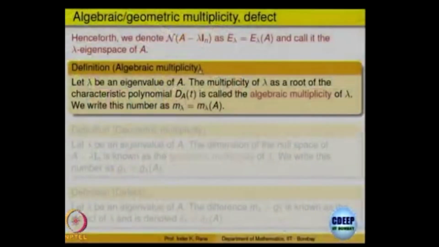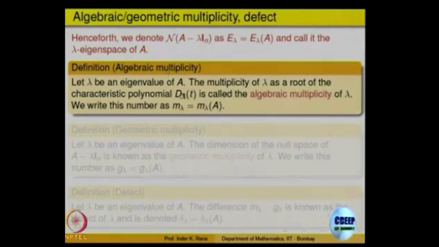So let us give some names to these things. The null space of A minus lambda I, that is a solution space, we will start denoting as E lambda, the eigen subspace for the eigenvalue lambda. All the vectors which form a solution for (A minus lambda I) x equal to 0. So that is the null space of that matrix. We have given it different names.